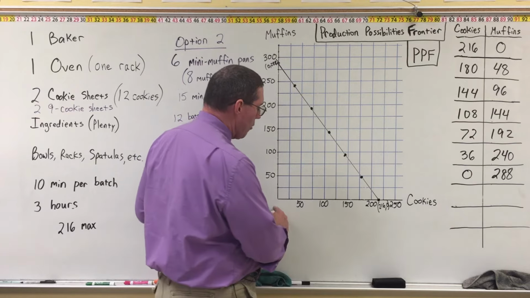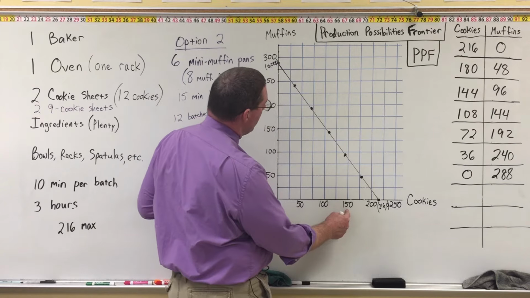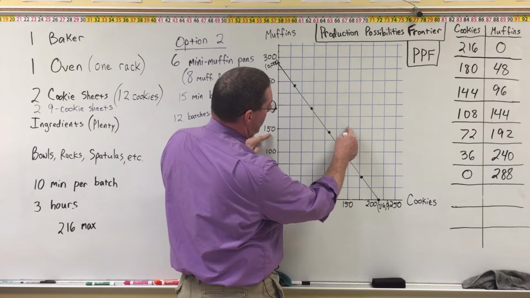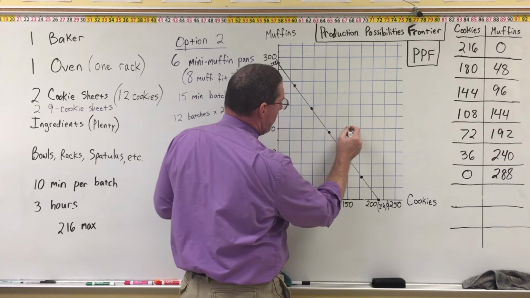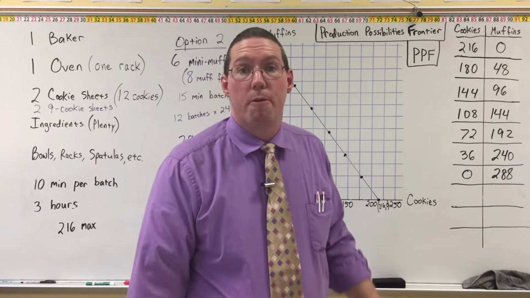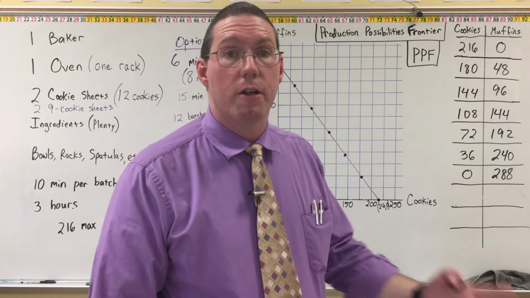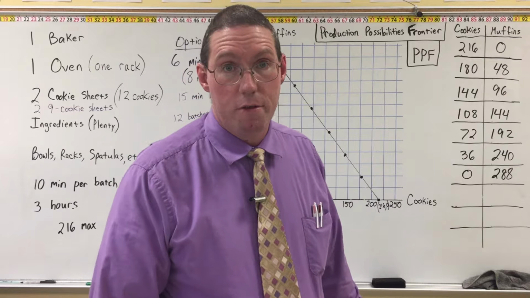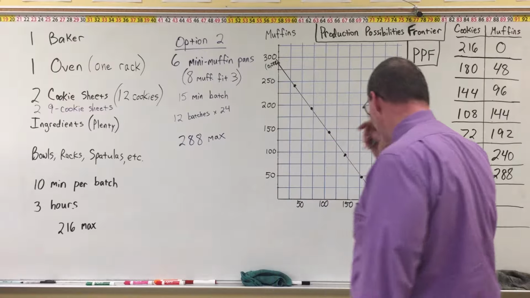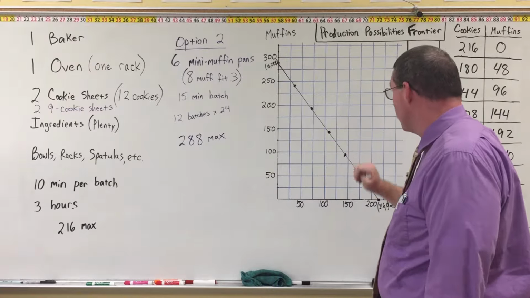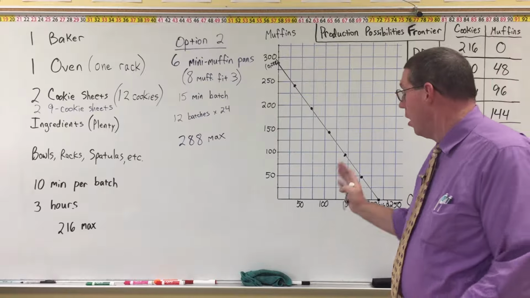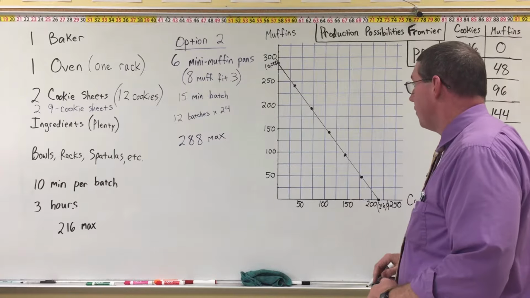So can this baker produce 150 cookies and 150 muffins? Well, that point is right here. It's outside the PPF. Therefore, no, it's not possible for this baker to produce 150 cookies and 150 muffins. It not only is an issue of effectiveness or efficiency, it's really just a question of impossibility. It's not possible to produce 150 cookies and 150 muffins.